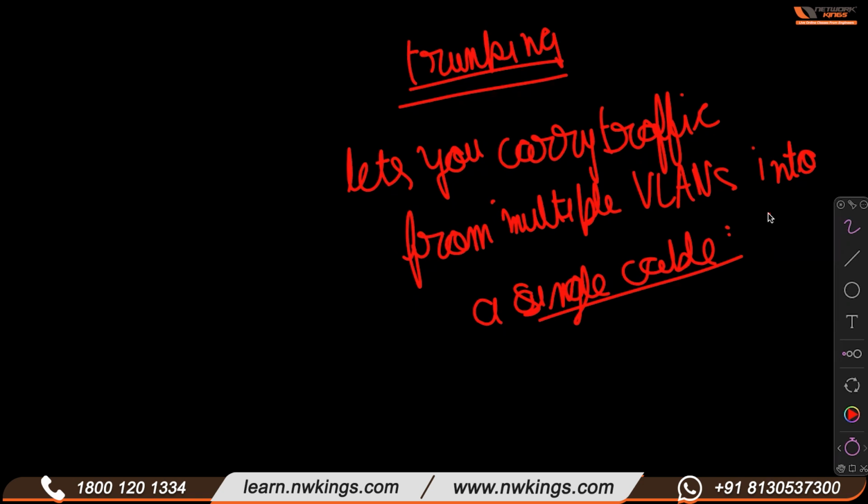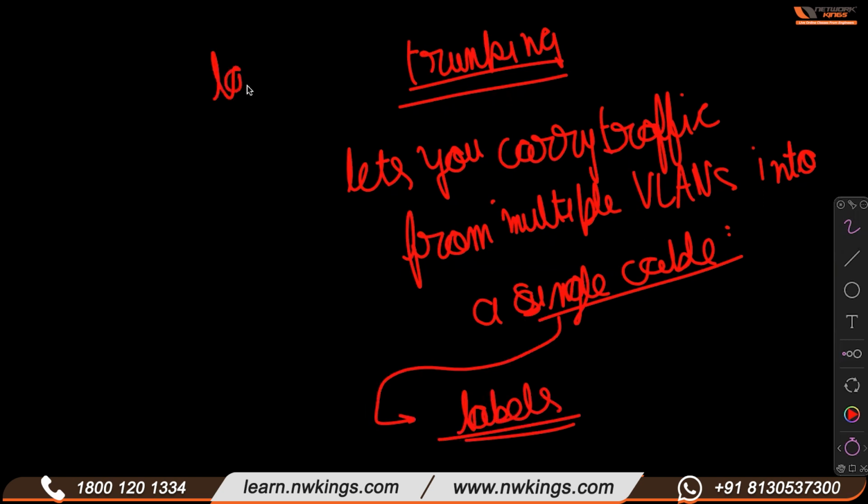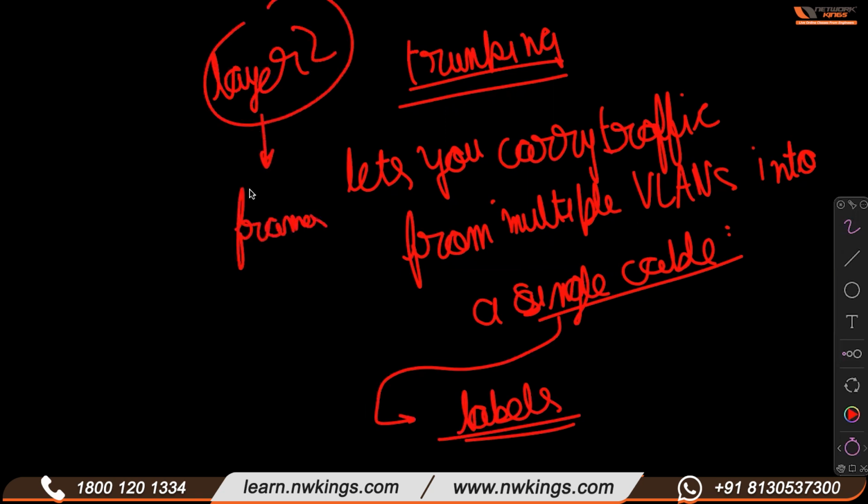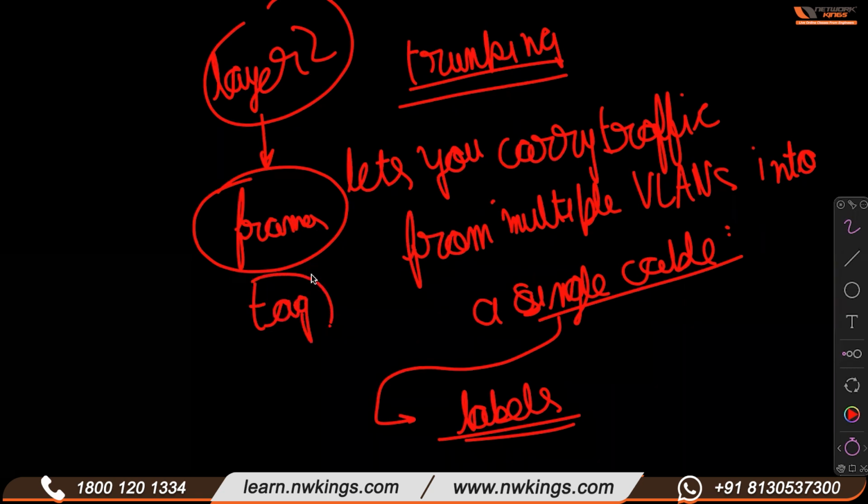But the thing is, how do you differentiate? You differentiate through something known as labels. For each frame, because whatever we are doing right now is on layer 2, and layer 2 works with frames, right? We studied this in the OSI model. So we are going to label our frames, or tag our frames. This is the technical term that we use. We tag our frames with the VLAN number.